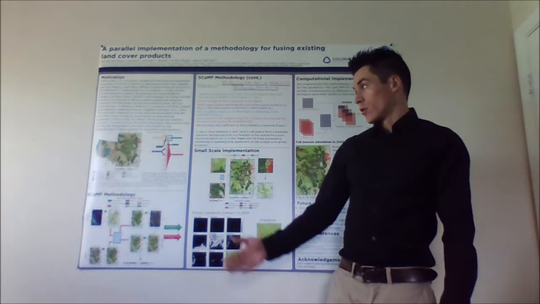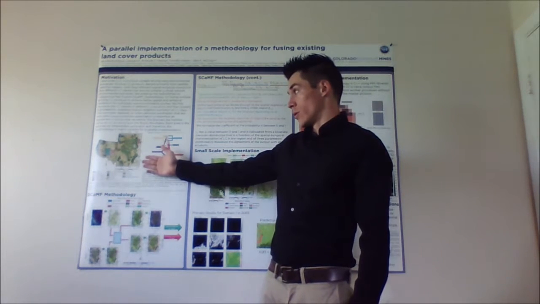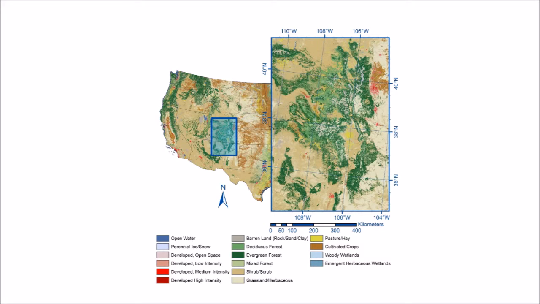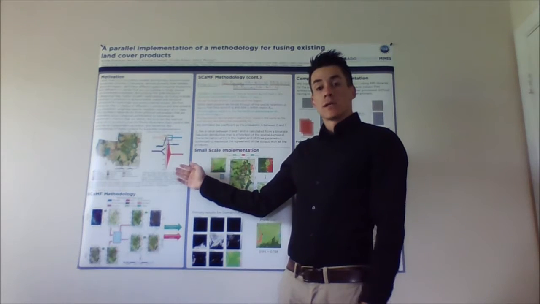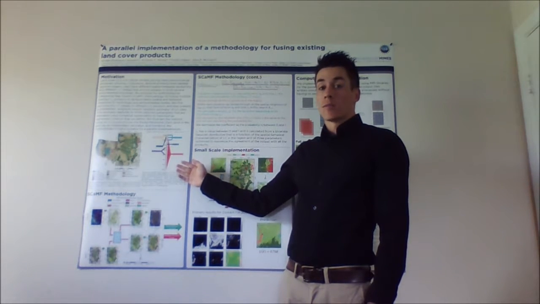So what's a land cover product? This is an example of a land cover product. It is basically a picture of the land surface where each pixel has a specific land cover category such as urban, forest, or water. This timeline presents some land cover products available in the Rocky Mountain region.